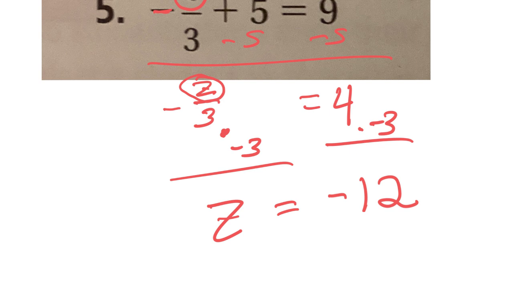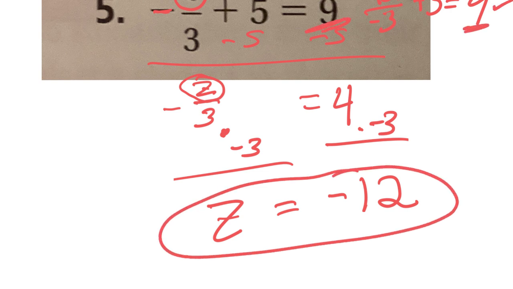So if I have z, negative 3 plus 5, so I'm going to change the z and make that into negative 12. Negative 12 divided by negative 3 is a positive 4. A positive 4 plus 5 equals 9, which is what I have here. So it checks out. Yes, z equals negative 12.